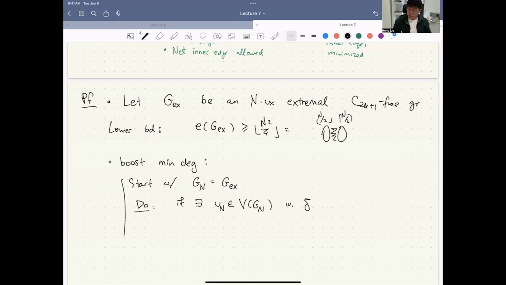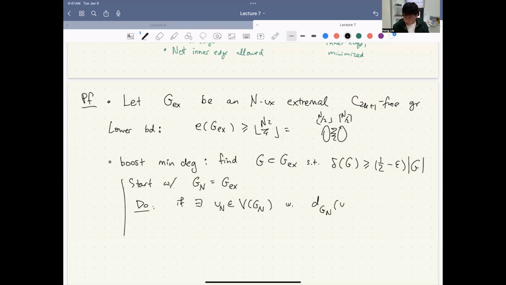So boosting the minimum degree means we want to find a graph G in G_X such that the mean degree of G is at least (1/2 - epsilon) times the order of G. All right, so how do we do that? If G_X itself satisfies the property, we are done. So that means G_X must contain a vertex, let's say V_N, with degree in G_N less than (1/2 - epsilon) times N.